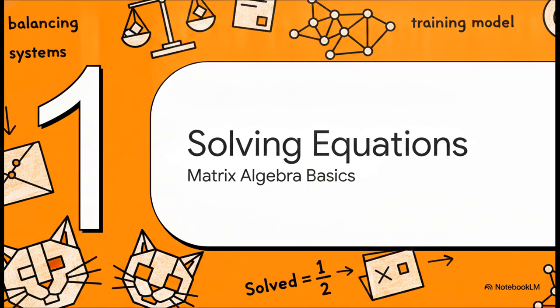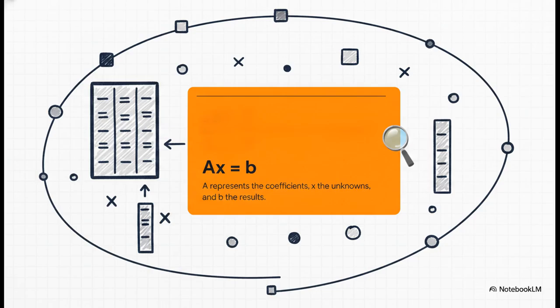Section 1. Solving linear equations, the foundation of matrix algebra. Okay, so any standard system of linear equations, no matter how massively complex it gets, can be elegantly rewritten in this super simple matrix form, AX equals B. Think of A as a grid holding all your known coefficients. X is just a vertical list of the unknown variables you're trying to find, and B represents the target results.